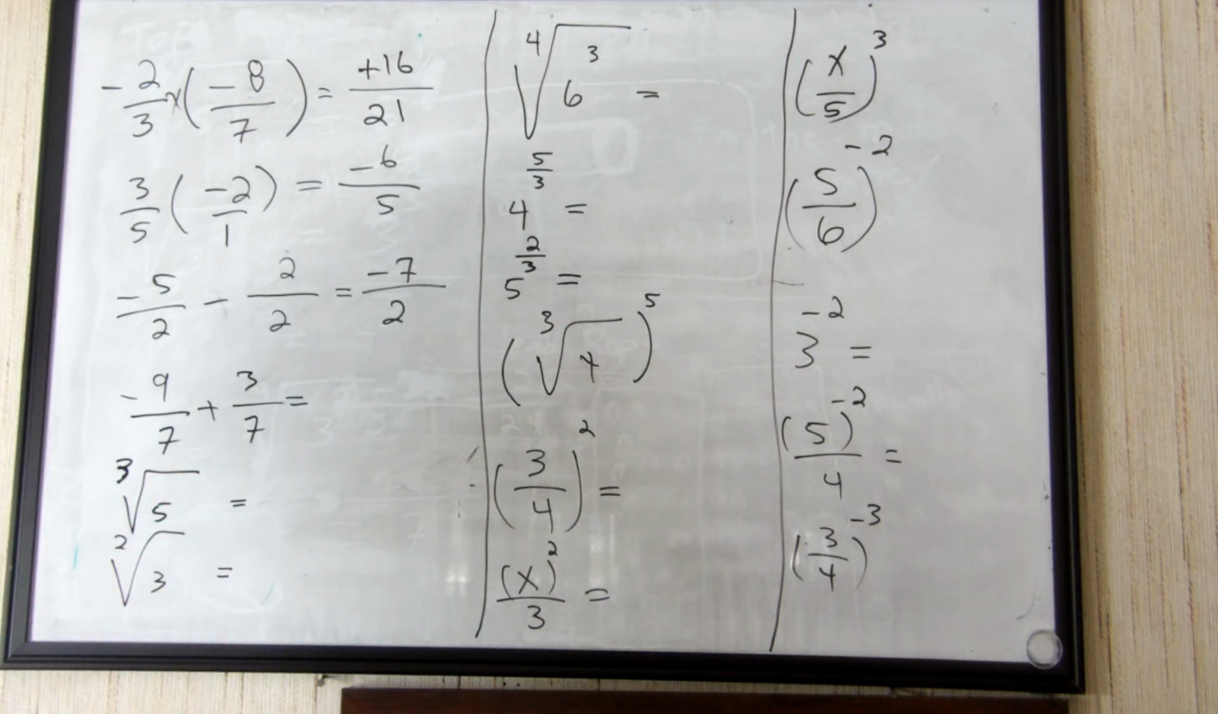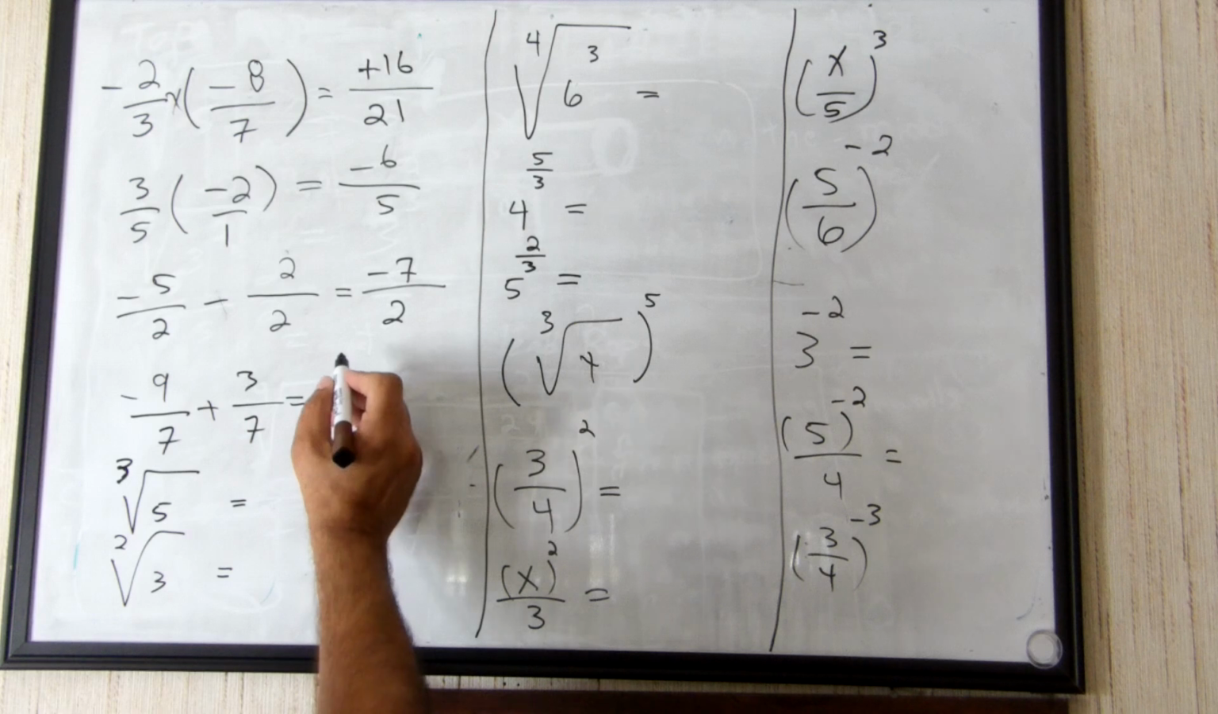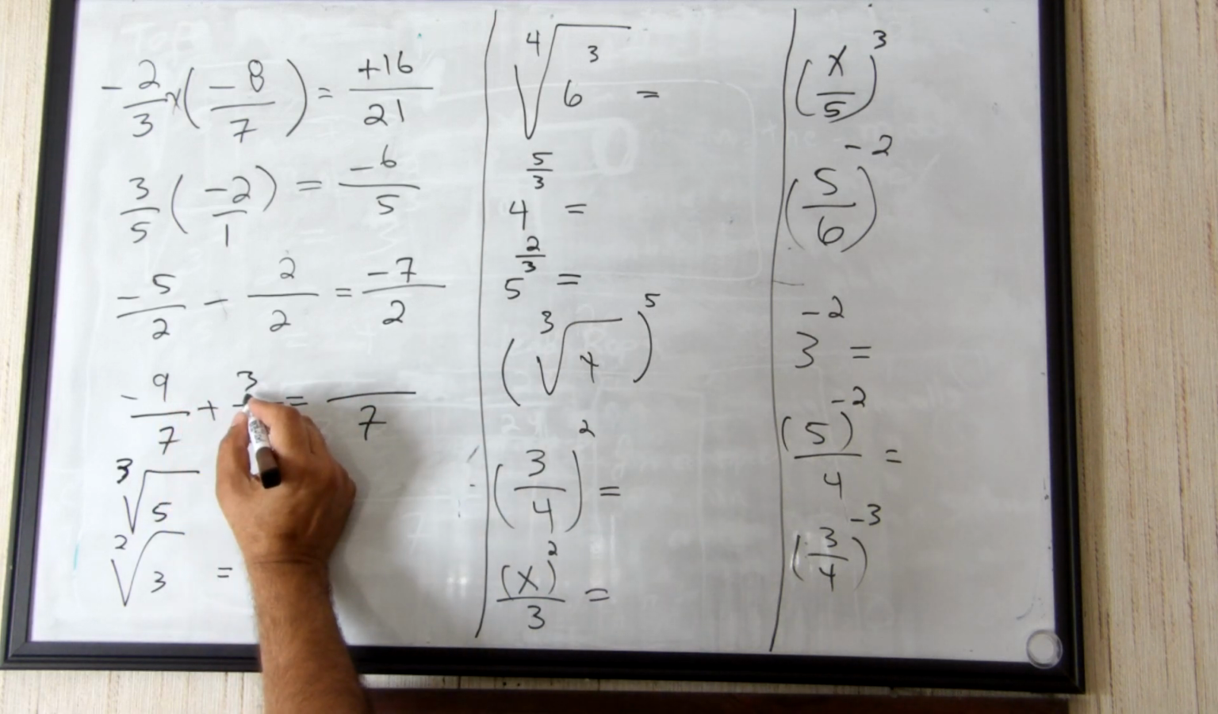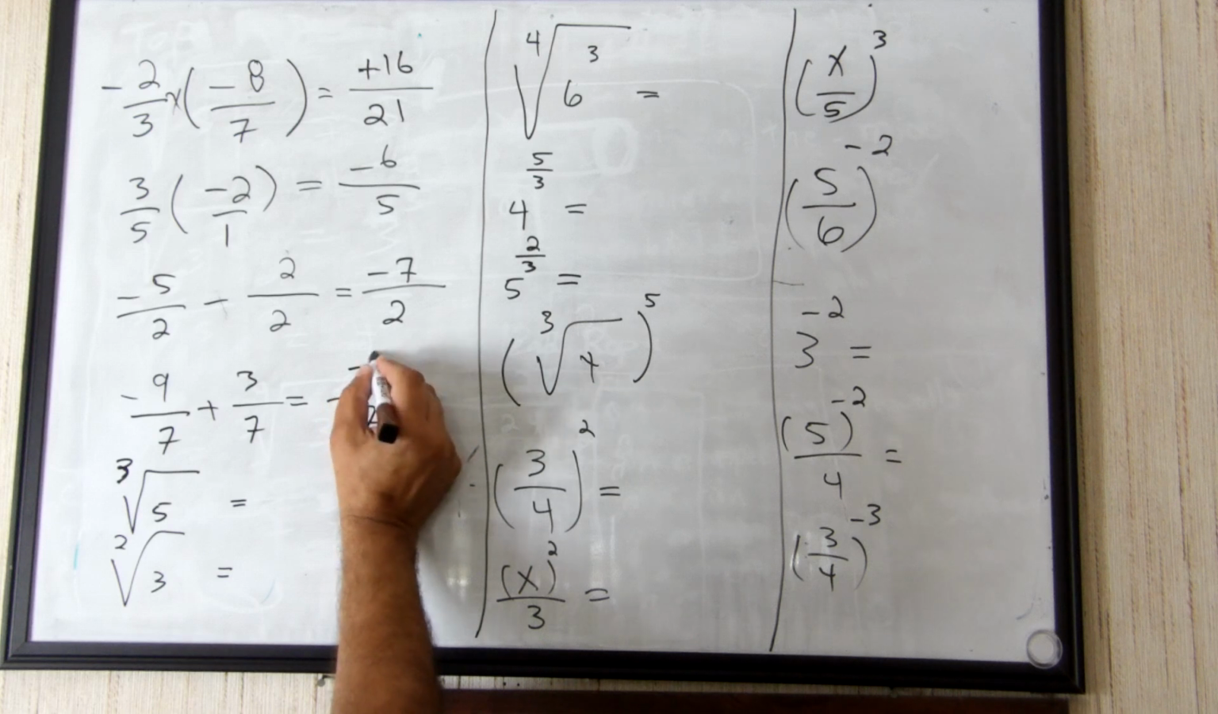Okay, so this is going to be 7 minus 9 plus 3, which is going to be minus 6.